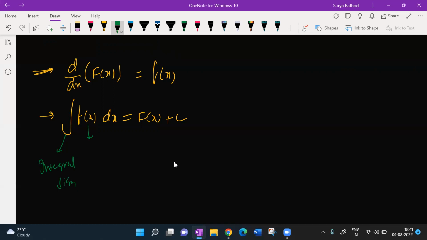And what is this f of x? Integrand. I told you. Am I correct? Integrand. What is this? Constant of integration. And what is this? x is called our variable of integration, with respect to x. Okay. All right.